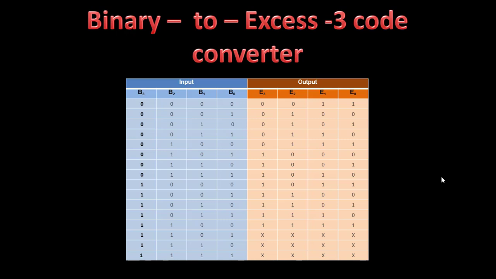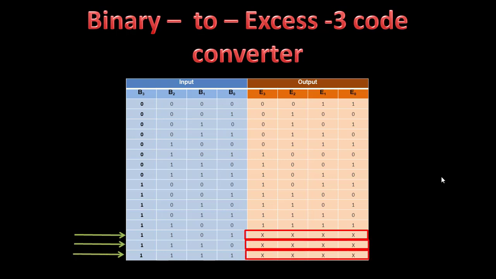For the last 3 conditions, if we see the third last, we have 1101. If we add 11 to it, then we get an overflow. It would require more bits, but we only have 4 bits. Therefore in the last 3 cases we are getting an overflow, so we replace that by X, a don't care condition. You can see for the last 2 also we have don't care conditions.